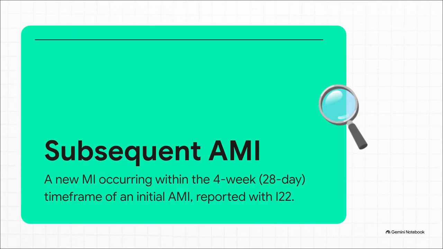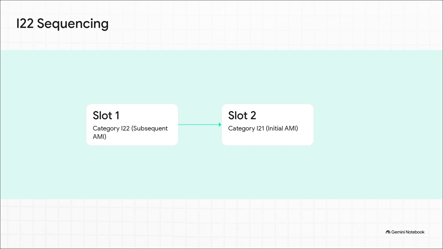But what if disaster strikes again, and the patient suffers a totally new infarction while that 28-day clock is still ticking? Enter category I-22. This is your subsequent AMI category. It is specifically built for a brand new heart attack that crashes right into that original 4-week time frame. Now, you can't just code this new MI and pretend the first one didn't happen. CMS demands mandatory sequencing here. Your new I-22 subsequent code takes the lead in slot number 1, and you absolutely must back it up with the initial I-21 code right there in slot 2. You're basically forcing the claim to tell the complete chronological story.